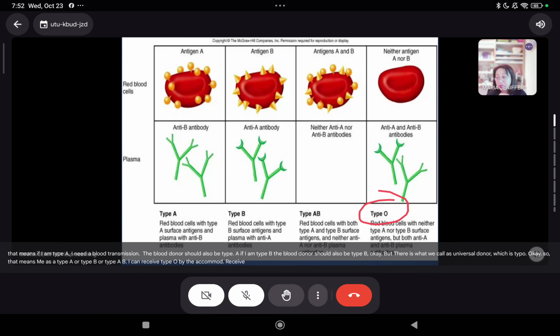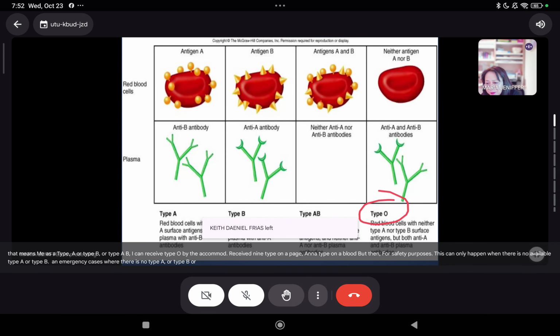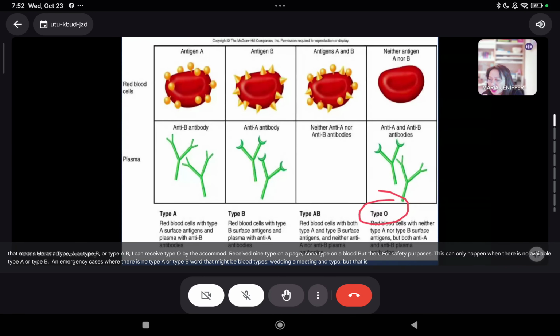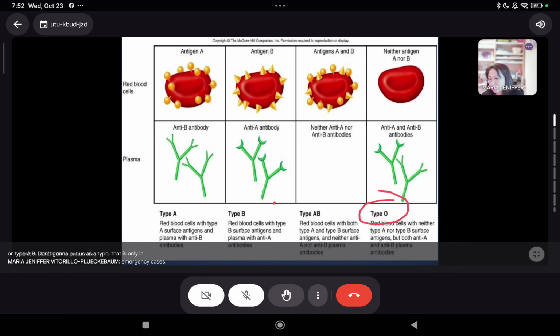Pwede akong mag-receive ng type O na blood. But then, for safety purposes, this can only happen when there is no available type A or type B. So, in emergency cases where there is no type A or type B blood types, pwedeng gamitin ang type O. But that is only on cases where wala na talagang makita na type A, type B, or type AB. Doon ka na pupunta sa type O. That is only in emergency cases.